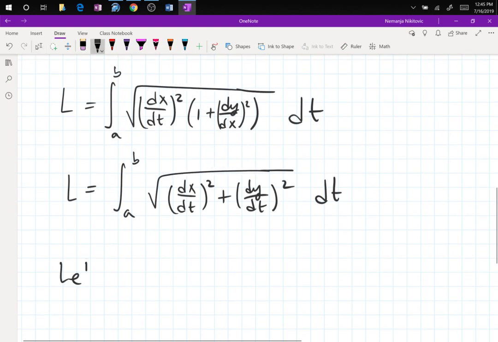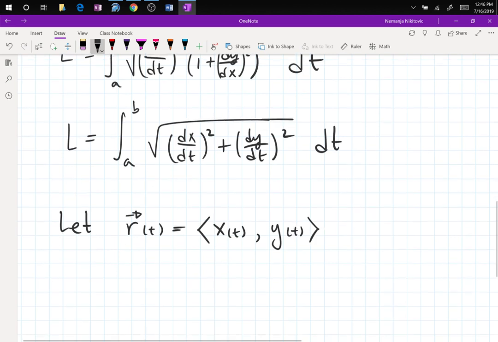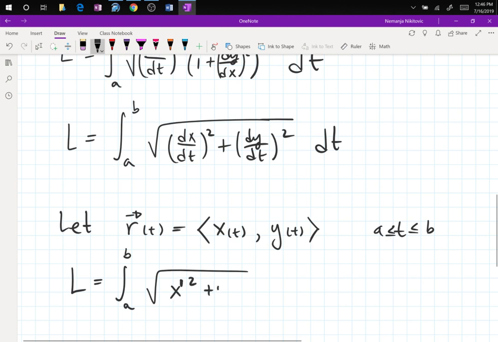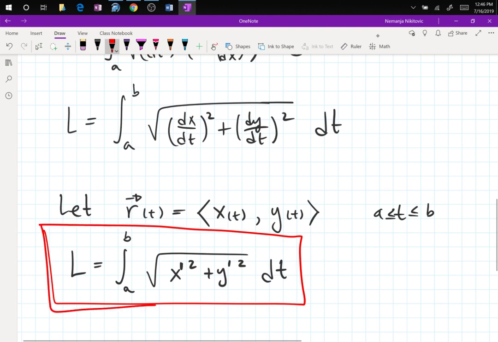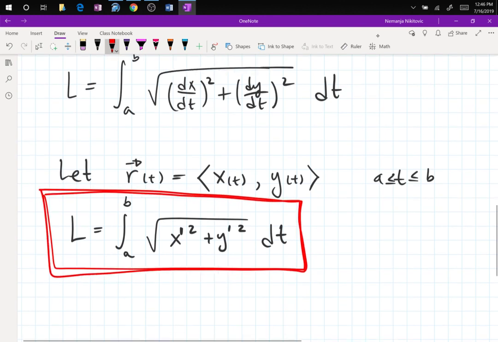So now you will say, let r of t be given by x of t and y of t. Then the length of the curve, where t is between a and b, will be given by just the derivatives, so it's just the square root of x prime squared plus y prime squared dt. So this is your formula, and it's as simple as just adding these components.